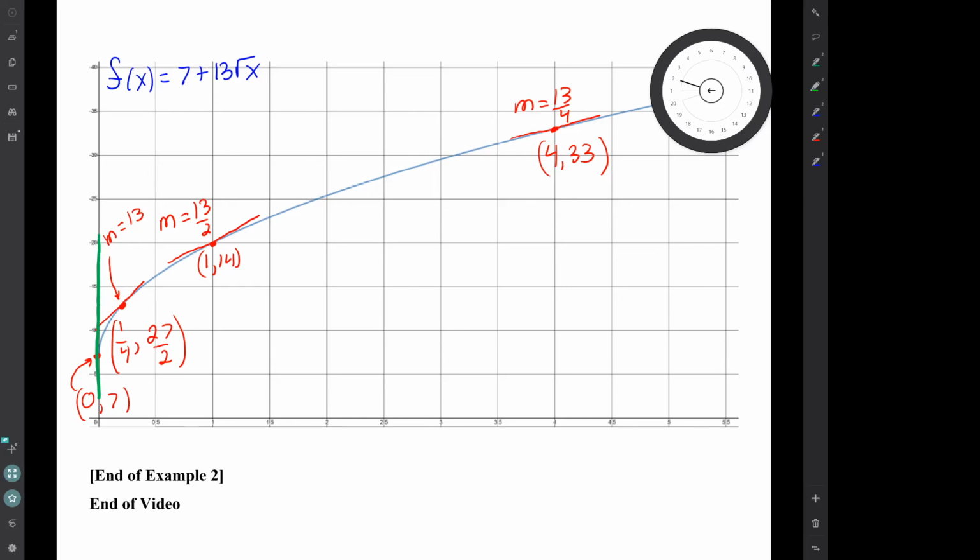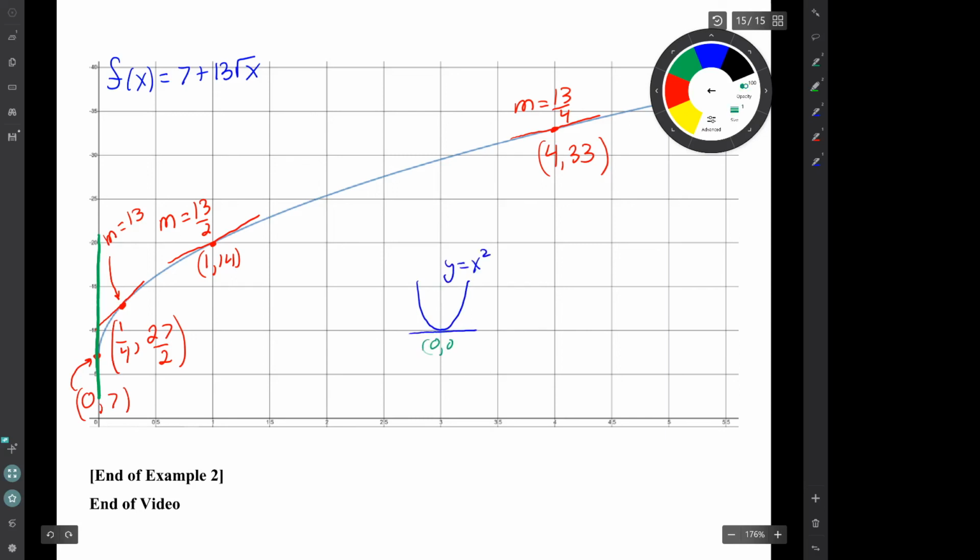Now, why do we know that this tangent line is vertical? Well, remember that the square root function can be obtained by starting with a parabola and flipping it. So if we had y equals x squared, its tangent line at the point (0, 0) is a horizontal tangent line. When we flip this on its side, we get the graph x equals y squared. This graph has a vertical tangent line at that point.